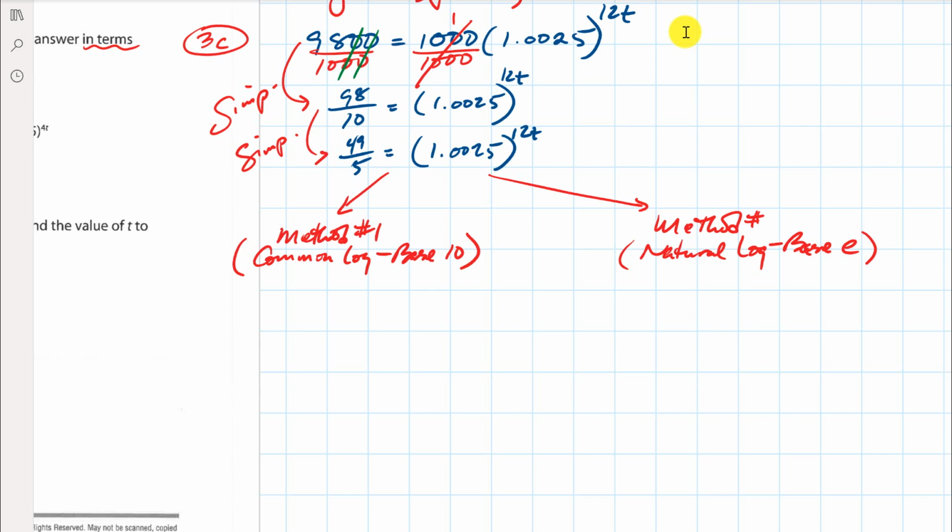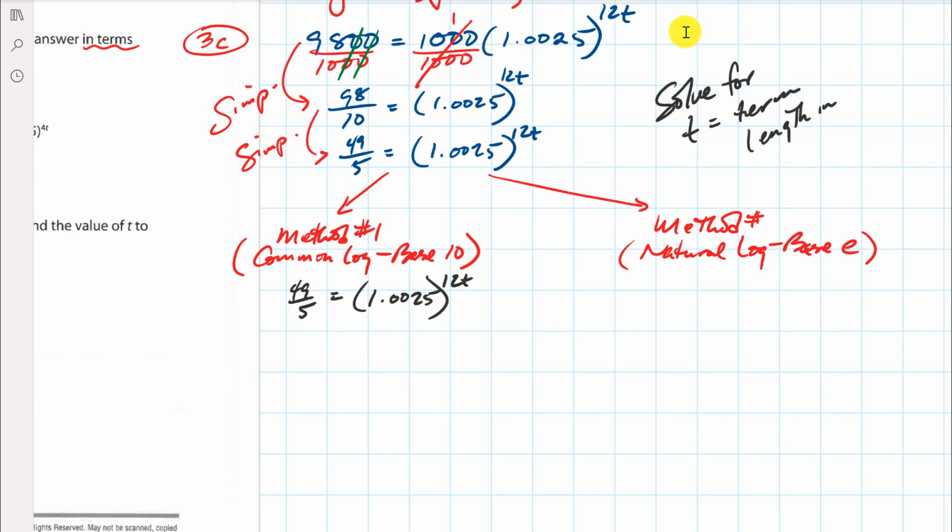So let's get started. I'm going to rewrite the equation here. 49 fifths is equal to 1.0025 raised to the 12t power. And our goal is to solve for t, the term, which is the length in years. And that's the goal.